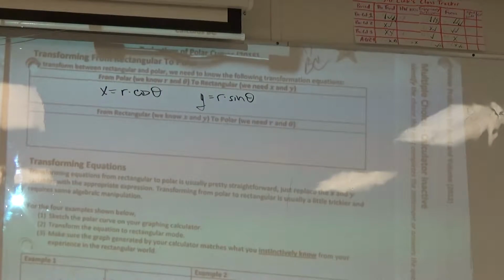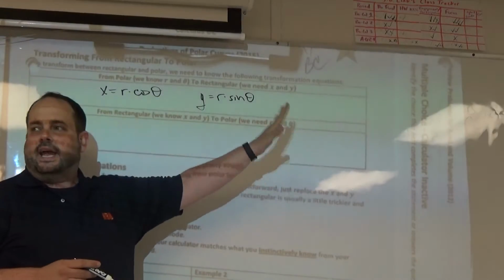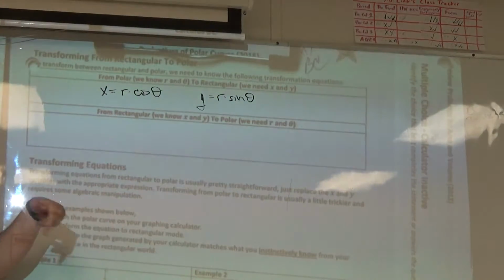Rectangular to polar. Wait, hold up. What about theta? Don't I have to measure theta as well? No, this is going from polar to rectangular. Those are the transformation equations. Now I want to go the other way.